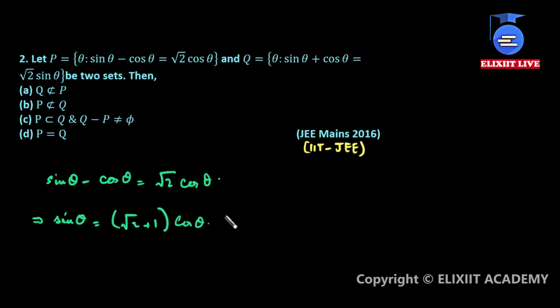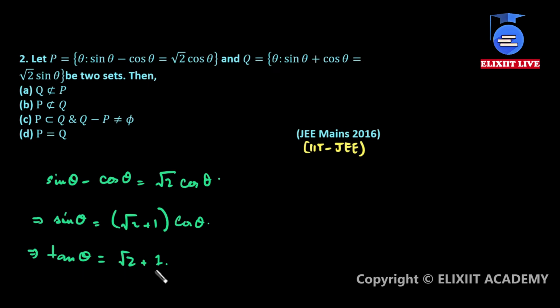√2 plus 1 cos theta. If you take this cos theta on the left hand side, this will become tan theta. Ultimately, you're getting tan theta is actually √2 plus 1. This is the simplest way I'm showing you to solve this. There may be other ways to solve; you may have solved it in some different approach. So tan theta is actually √2 plus 1.